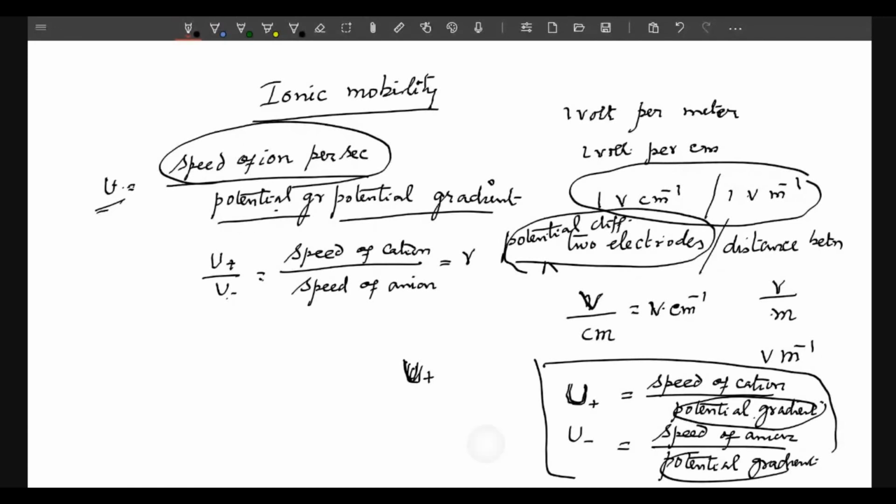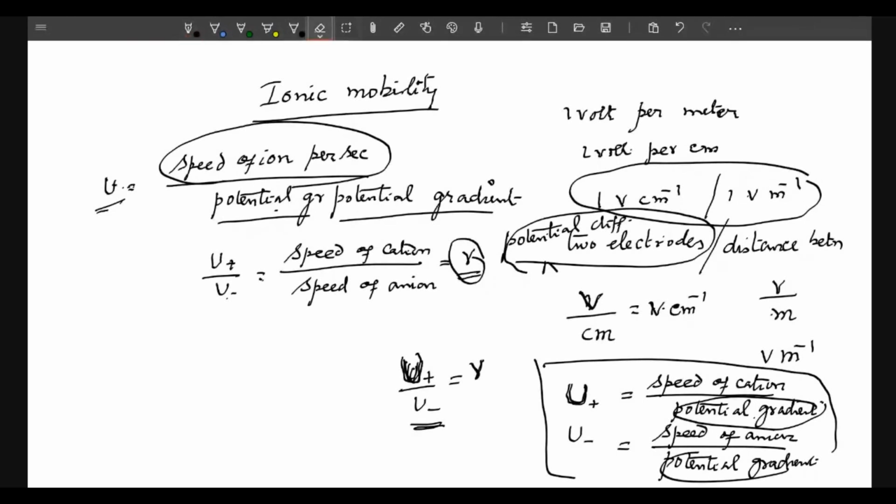Sometimes they would give you the ratio of the speed of the cation to the speed of the anion, and you may be asked to calculate the U plus value, and they would give you U minus or vice versa. They may ask this question, but these questions are all basic level.